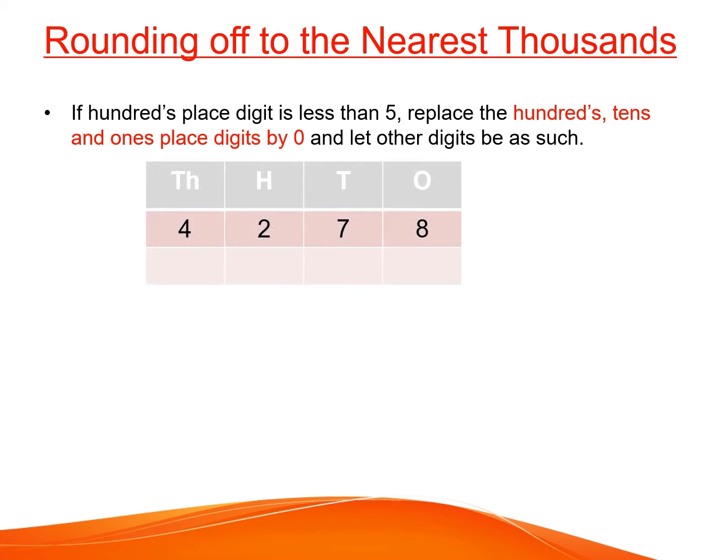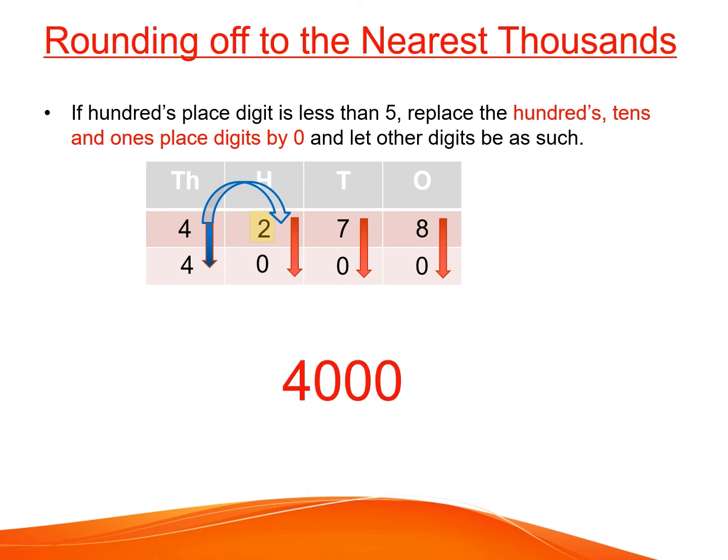For example, if we have the number 4278, then we will check the hundreds place, that is 2, which is less than 5. So we will change 2 to 0, and also 7 in the tens place and 8 in the ones place will also be changed to 0. The thousands place, that is 4, will remain as such. So 4278 rounded off to the nearest thousand becomes 4000.